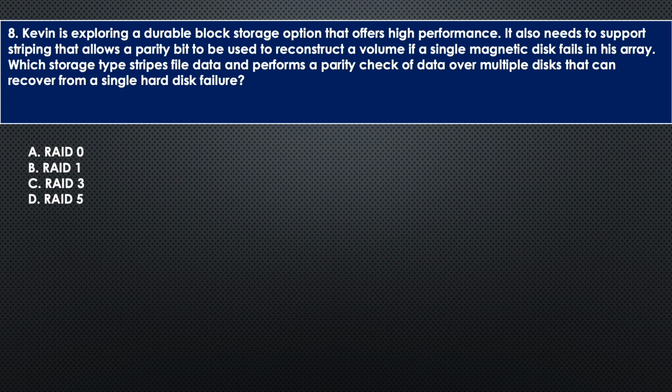8. Kevin is exploring a durable block storage option that offers high performance. It also needs to support striping that allows a parity bit to be used to reconstruct a volume if a single magnetic disk fails in his array. Which storage type stripes file data and performs a parity check of data over multiple disks that can recover from a single hard disk failure? A. RAID 0, B. RAID 1, C. RAID 3, D. RAID 5. Answers: D. RAID 5 uses parity information that is striped across multiple drives, which allows the drive array to be rebuilt if a single drive in the array fails. The other options do not have parity data.